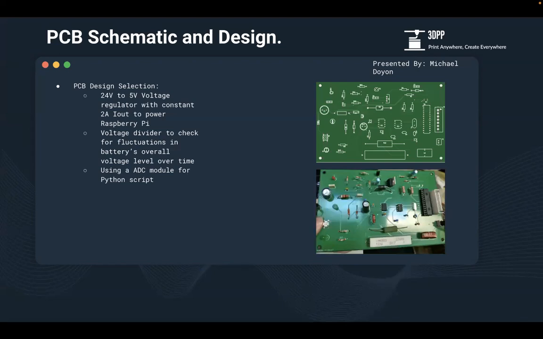Here is our PCB design from JLC PCB on the top, and on the bottom is the finalized circuit with every component soldered onto it. As explained before, we have the 24 volt to 5 volt regulator with a constant 2 amps of output. We have our voltage divider that checks for fluctuations in the battery's charge, as well as the ADC module attached to get this voltage division circuit to the AT Mega 328 for an I2C communication with the system.